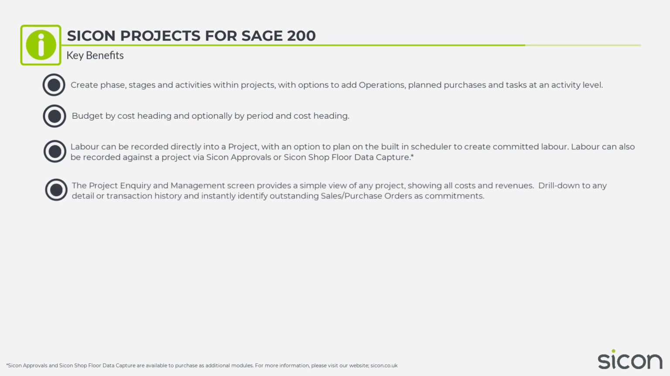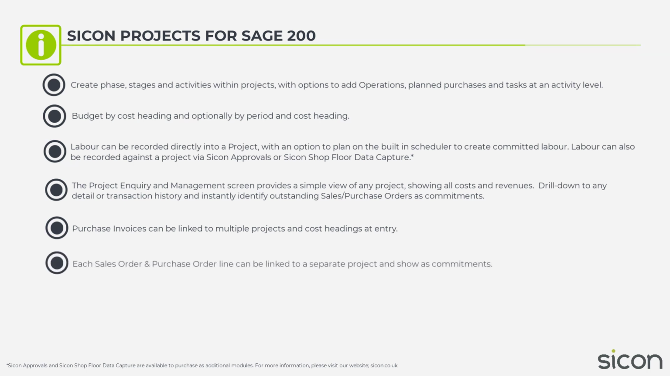The project inquiry and management screen provides a simple view of any project, showing all costs and revenues. Drill down to any detail or transaction history and instantly identify outstanding sales and purchase orders as commitments. Purchase invoices can be linked to multiple projects and cost headings at entry. Each sales order and purchase order line can be linked to a separate project and show as commitments.